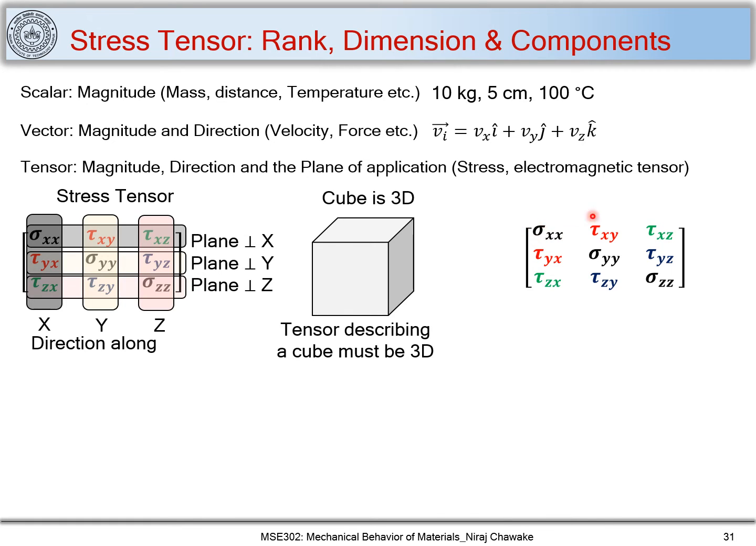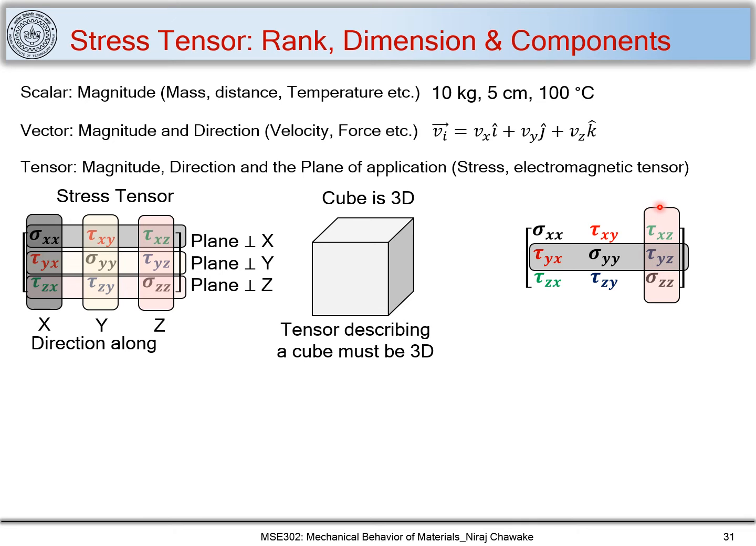I write this stress tensor again. Now let's say these are 9 components which I have. From that, I would like to find out, I take one component, let's say tau yz. Now, how many pieces of information do we need? We need two pieces of information.